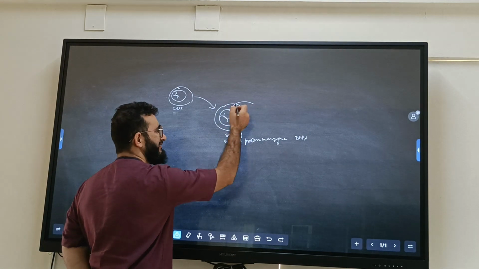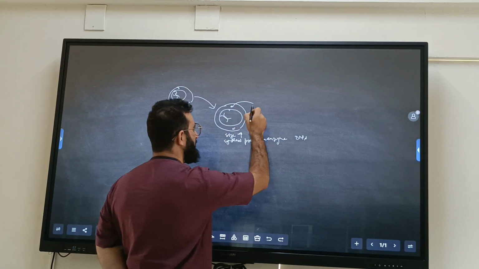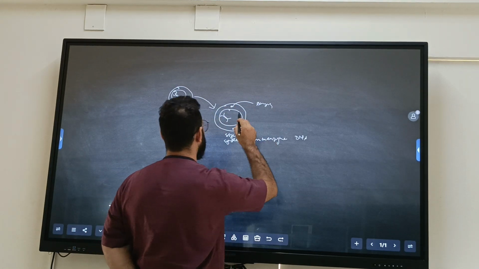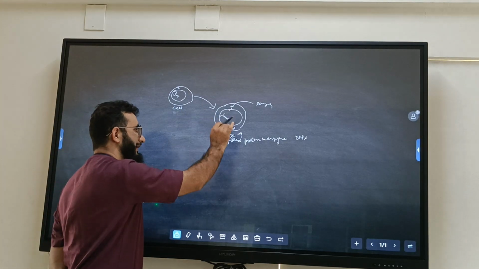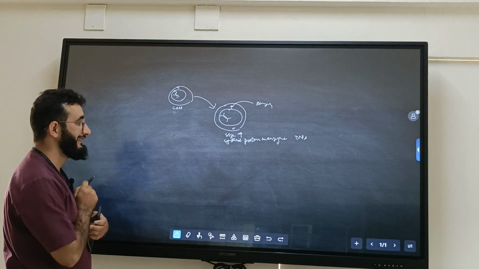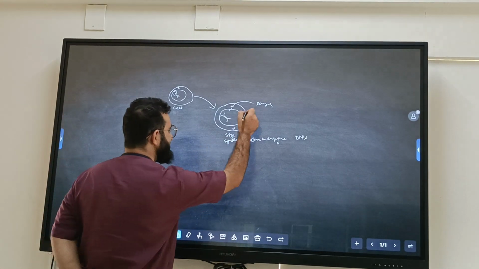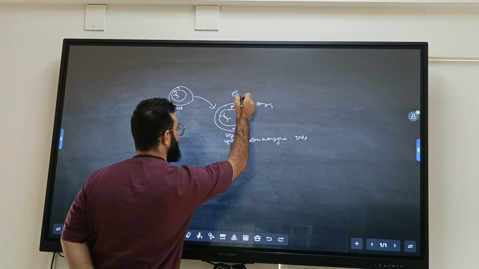For example, these are enzymes and proteins. In this stage there is no enzyme and no protein, but in this stage there are enzymes and proteins for DNA synthesis. So this is the G1 phase.